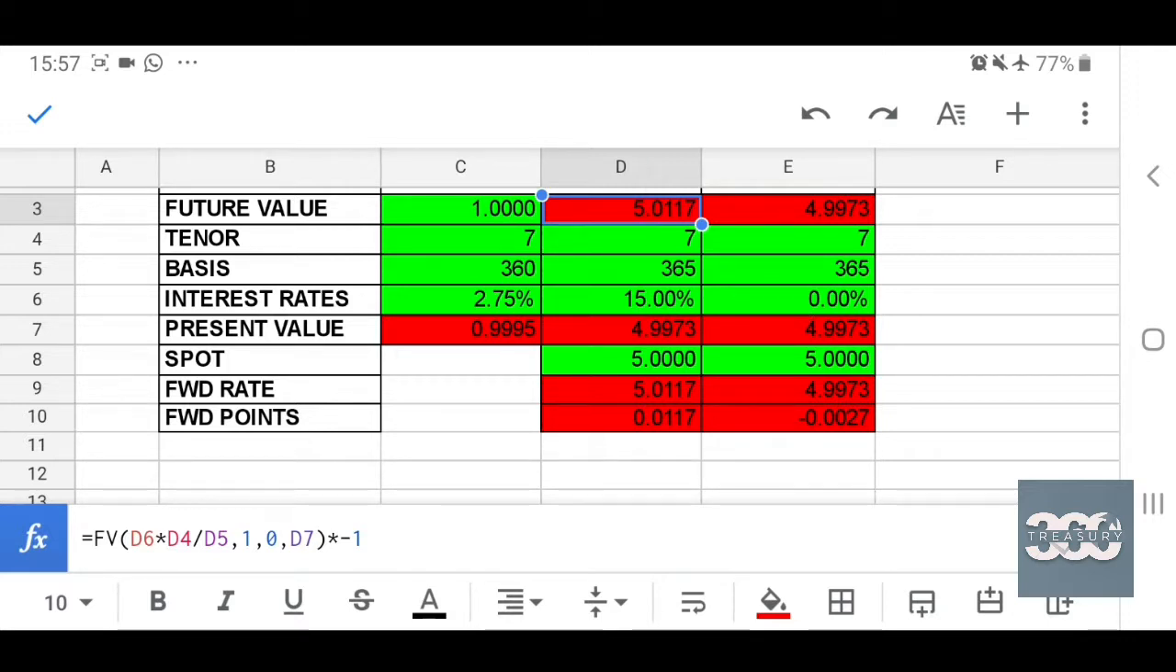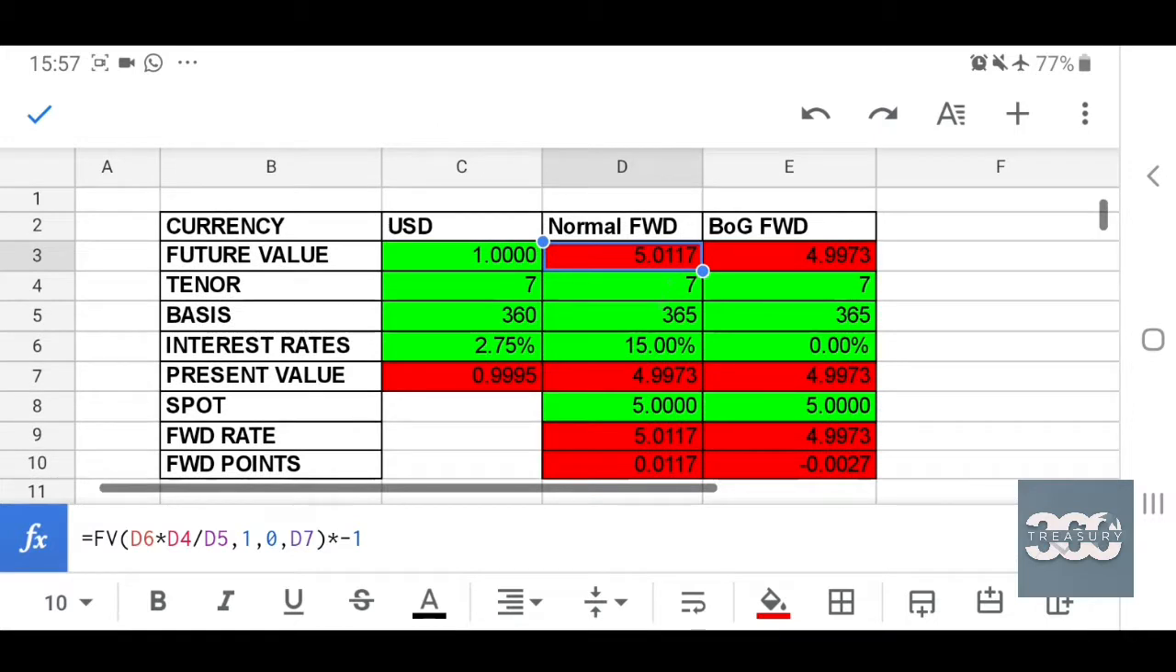Okay, so when we do this, we realize that in 7 days time, $1 will be equal to 5.0117, and this is our normal forward price by using these two money market transactions in the dollar and in the cedi.